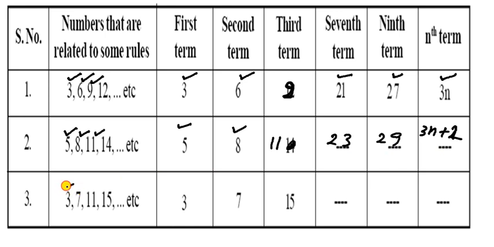Now the third one. The first term is given as 3 and the second term is 7. It is given here, and the third term is 11. It is not 15, so you can write here 11. And what about the next term? So you have to write here what will happen. There is a difference of 4. So you can write 4n minus 1.